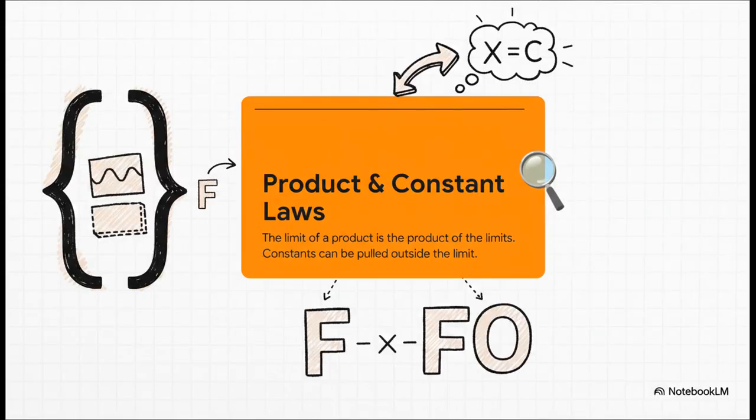And you know what? The same kind of thinking applies to the product and constant multiple laws. Got a constant multiplying your function? Just pull it right out front of the limit, no problem. Dealing with two functions multiplied together? Find their limits separately, then multiply the answers. It's all about breaking big, complex problems down into smaller, much easier pieces.